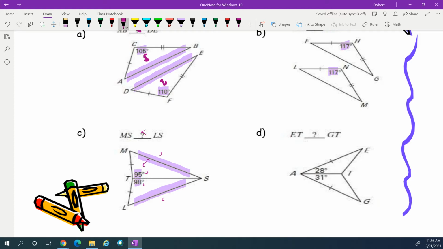We're going to fill in a less than symbol. 28 with ET, 31 with TG. Smaller, longer. 28 is smaller than 31, so ET is smaller than TG. And we can fill in our less than or greater than symbols.